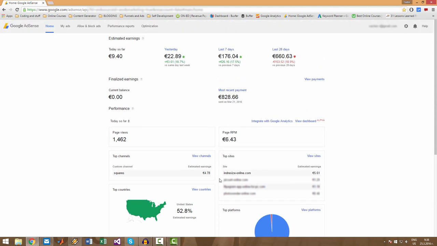Now, I will walk you through all of this information and show you exactly what it means. The first thing that I want to point out is page RPM. What does RPM mean? Page RPM is the money that you get per 1000 page views. So, 1000 page views currently is earning me 6.43 euro. Alright, so if I had 10,000 page views today, that would mean that I would have earned 64.3 euro. That's what page RPM means.